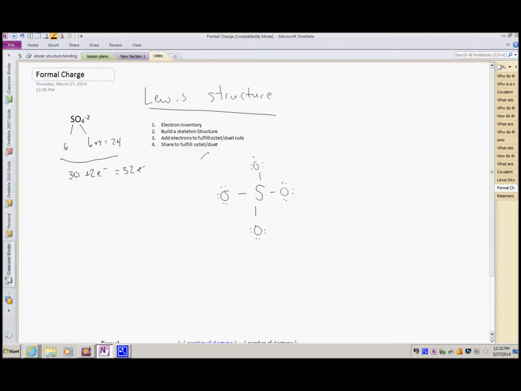All right, and therefore we get brackets, and we put our -2 charge, and at this point, the honors chemistry student walks away thinking they're good to go.